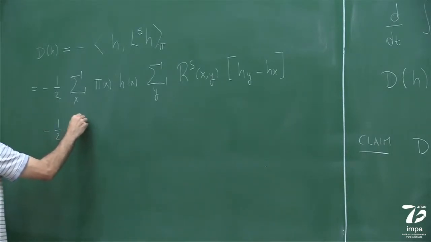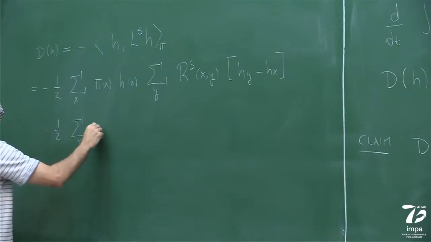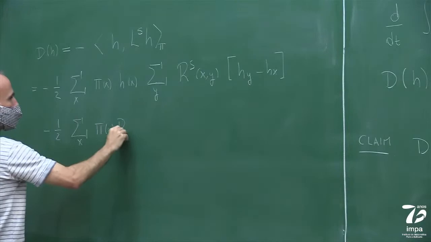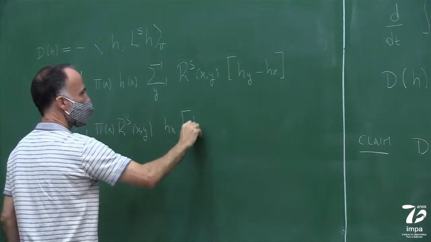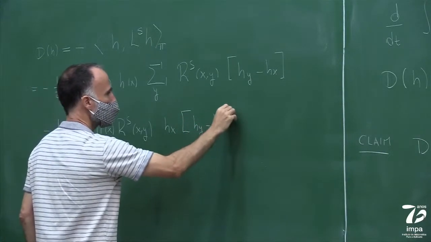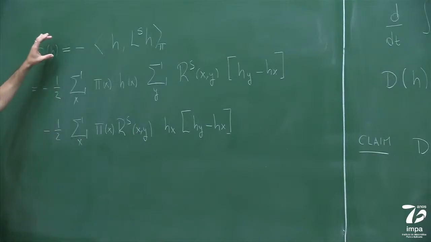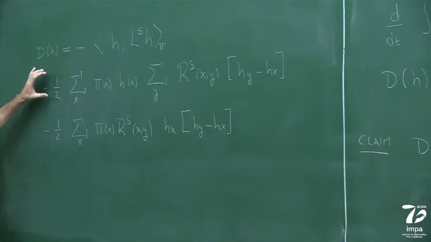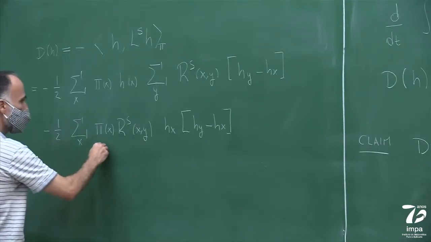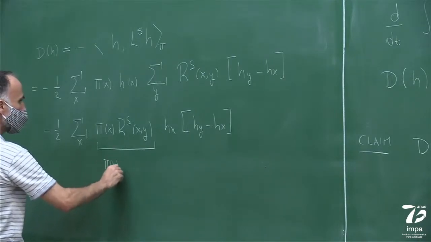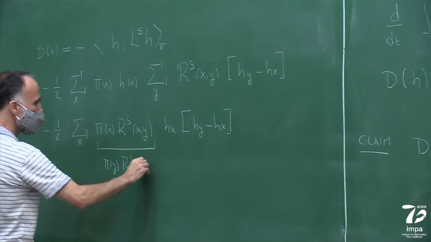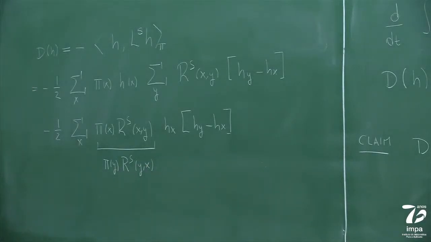x pi x Rs xy h x (h y minus h x). So I just wrote that this expression is equal to that expression, which is written as minus 1/2 minus 1/2. Didn't do anything, but now let me use the fact that Rs satisfies the detailed balance condition to write this as Rs yx. So this is the detailed balance condition.